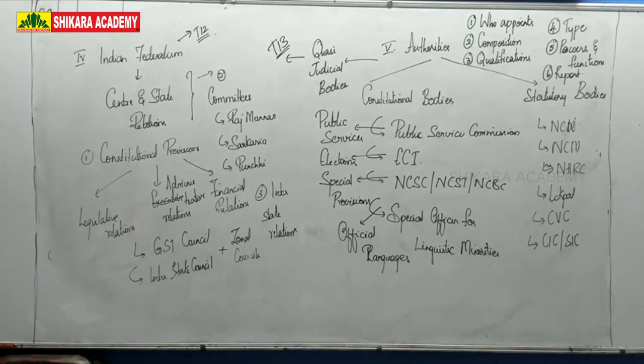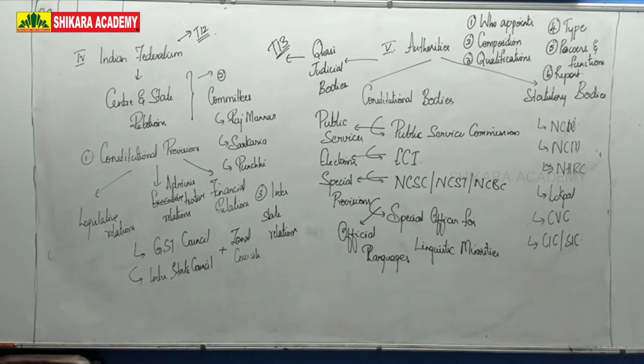That is National Commission. There you have the first one, women. NC is National Commission. The last but one is Central Vigilance Commission. The last is Central Information Commission, State Information Commission.